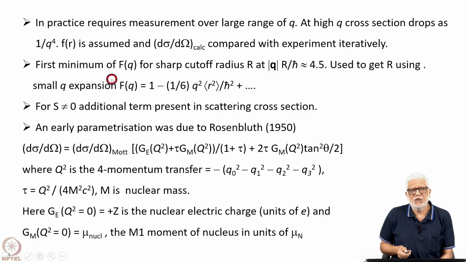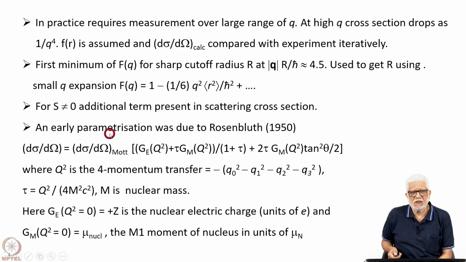The first minimum of the f of q for a sharp cutoff radius r is when q, the modulus of the momentum transfer, times r by h cross is of the order of 4.5. And in the limit that q is small, f of q is approximately just 1 minus a sixth of q squared times the mean square radius. Okay. So, of course, for s not equal to 0, there are additional terms present, and so from this you can actually get the mean square radius of the charge distribution in a nucleus.